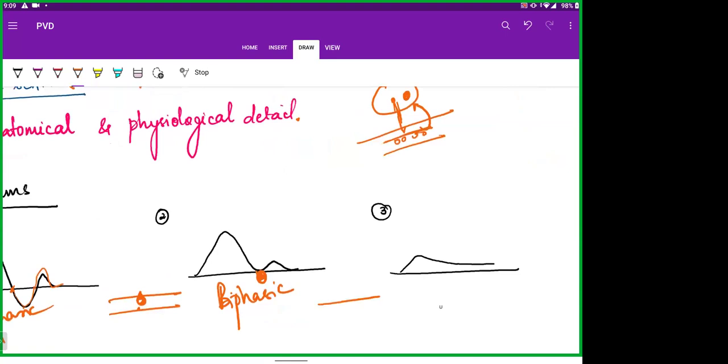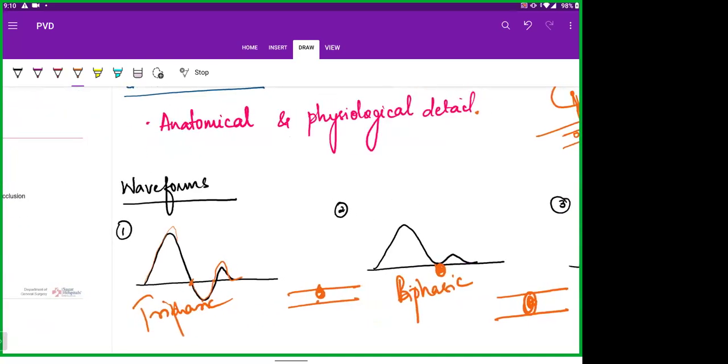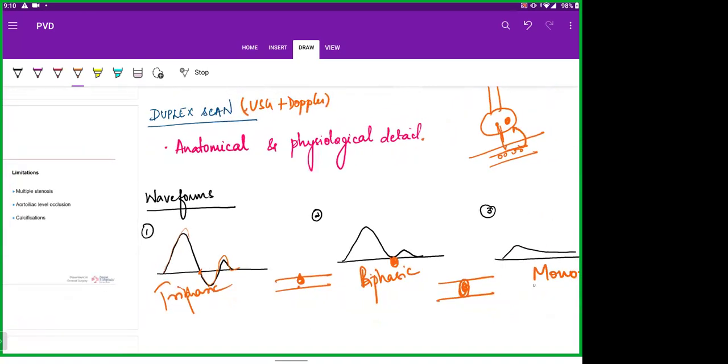And when the stenosis increases in severity, the systolic peak also becomes smaller and wider, and the diastolic component is completely abolished. So you get something like a monophasic waveform. These are the important things that you should know in case of Doppler. Also, one interesting thing is that in your internal carotid artery, you don't see this zero crossing. Can anyone tell me why it happens?